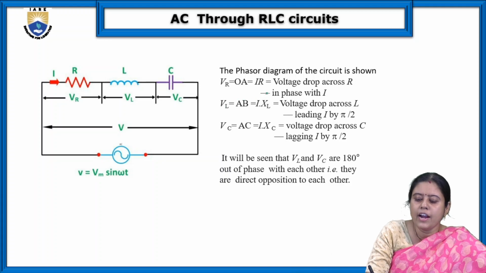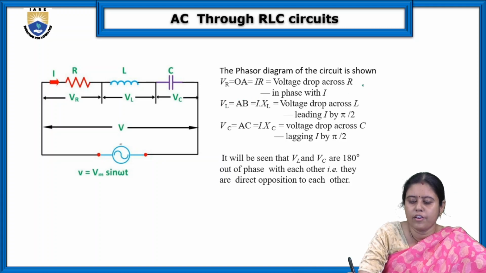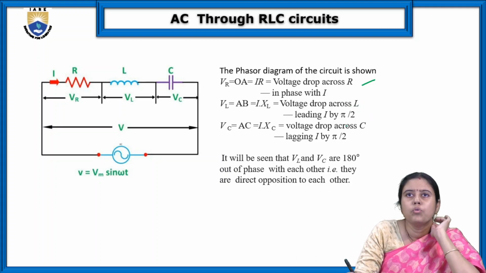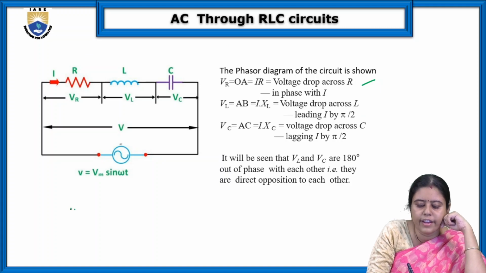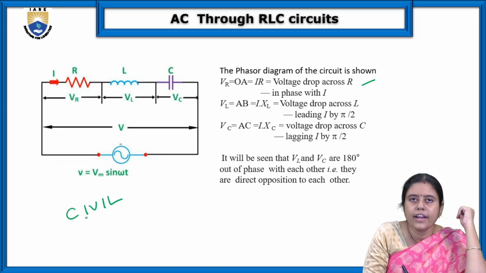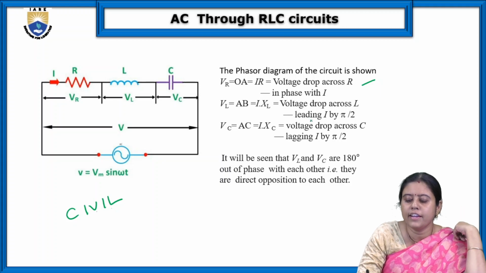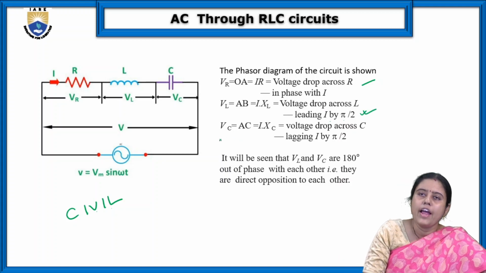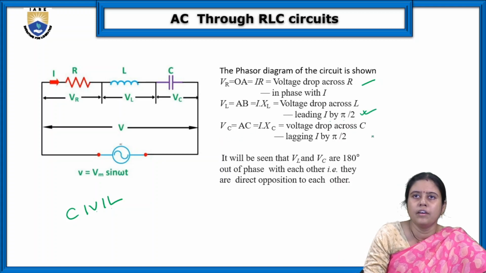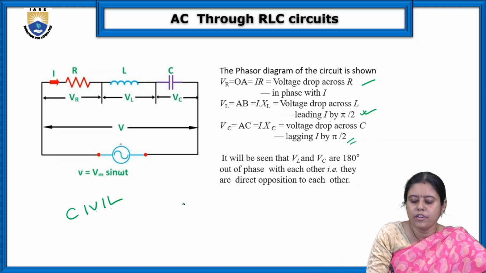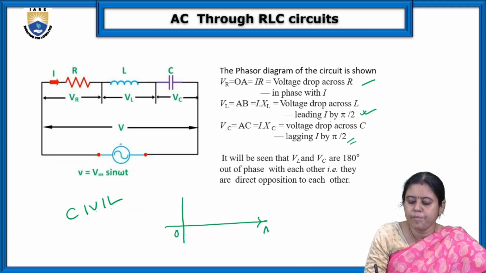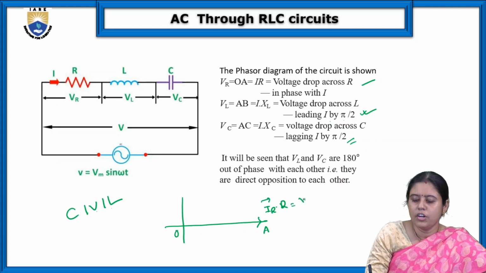So what is VR? VR is equal to the voltage drop across the R. VL is the voltage drop across the L, which, as I know, according to CIVIL again, in the inductor, voltage is leading. So voltage is leading the current by pi by 2 and for C, voltage is lagging by pi by 2. So if we draw it, this is our O. This is our A point, that is the voltage drop IR.